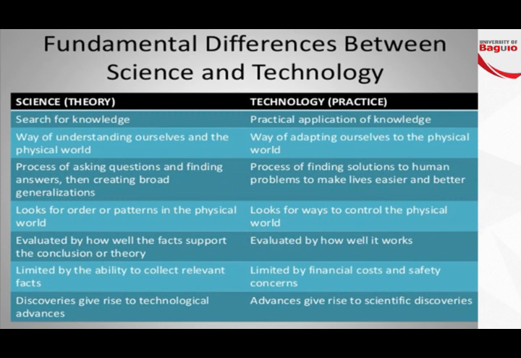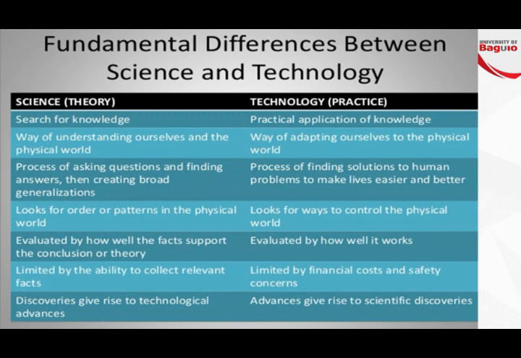Another one: science is limited by the ability to collect relevant facts, but technology is limited by financial costs and safety concerns because we are already using different natural resources. And there is already more of an economic concept in technology compared to science. Although when we define science in a societal perspective, we have mentioned economic development. But we are not only using science, we are also applying this science to come up with the application or the practice of technology.